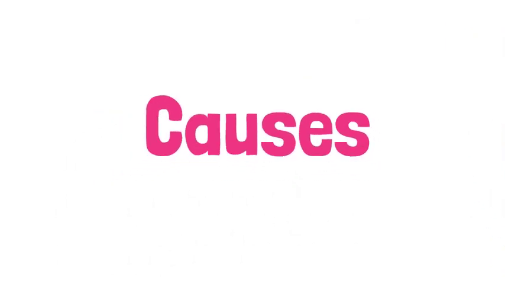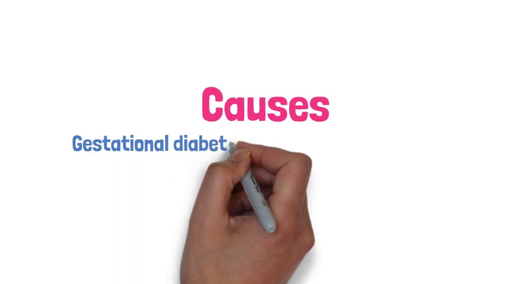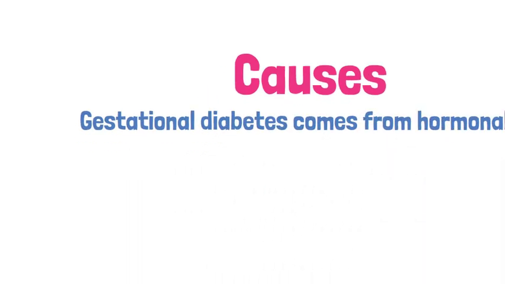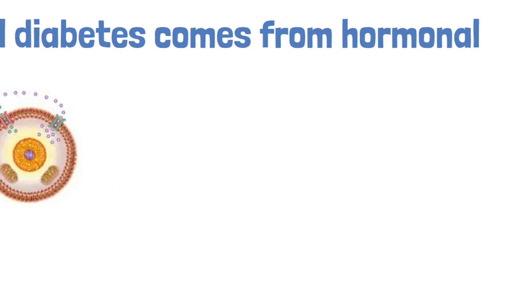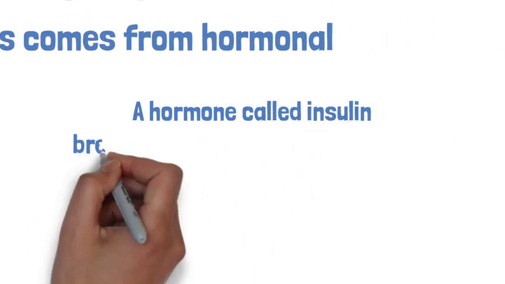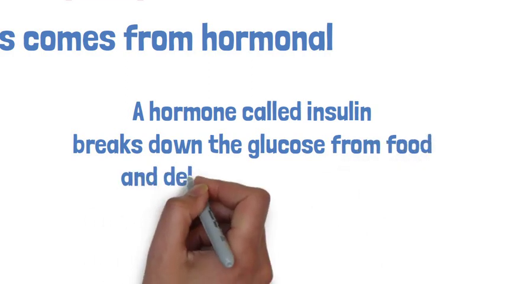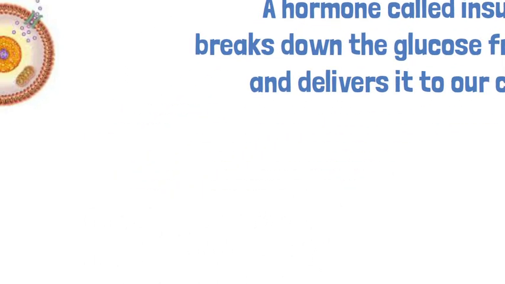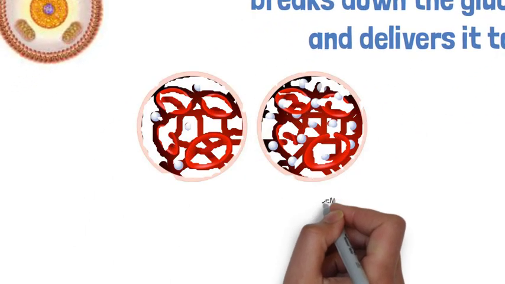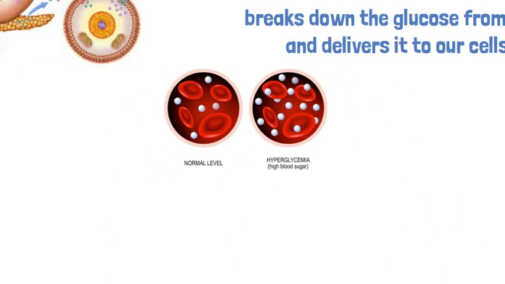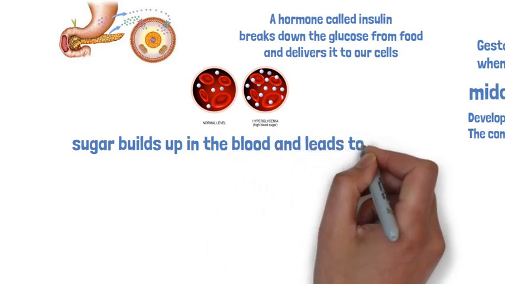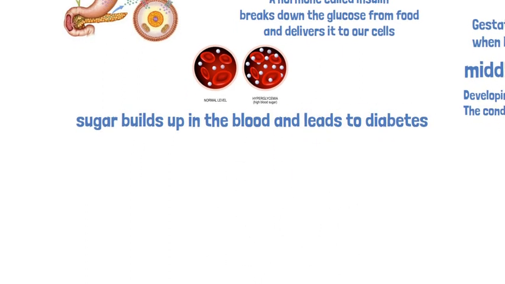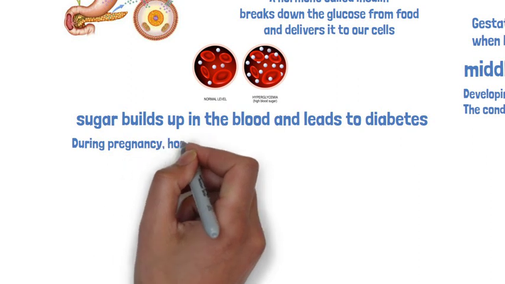What are the causes of gestational diabetes mellitus? Gestational diabetes comes from hormonal changes and the way our body converts food into energy. A hormone called insulin breaks down the glucose, sugar, from food and delivers it to our cells. Insulin keeps the level of glucose in our blood at a healthy level. But if insulin does not work right, or if you do not have enough of it, sugars build up in the blood and lead to diabetes.